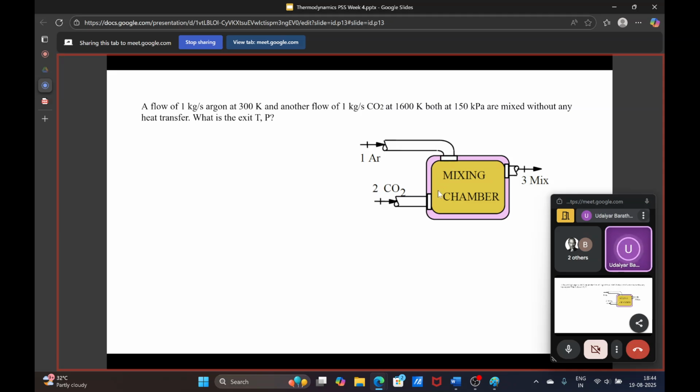Since both are at the same pressure, ideally there should be no pressure drop, so you assume the mixing chamber will also be at that same pressure. So the output will also be at 150 kilopascal. We need to find out the temperature. CO2 is coming in at a higher temperature, 1600 Kelvin, so it will heat up the argon. In the process CO2 will cool down and argon will heat up. So the CO2 temperature will drop and the argon temperature will increase. Both of their individual internal energies will change, and we will see how to solve that.